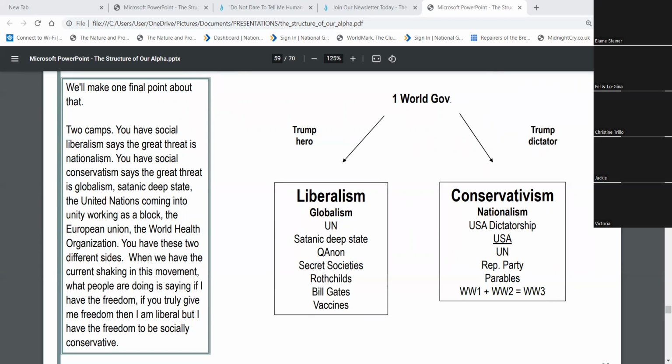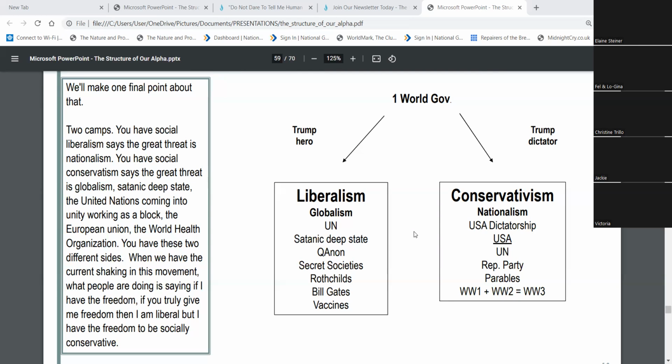So we'll make one final point about that. Two camps. Social liberalism says the great threat is nationalism. Social conservatism says the great threat is globalism: the satanic deep state, the United Nations coming into unity, working as a bloc, the European nation, the World Health Organization. You have these two different sides.